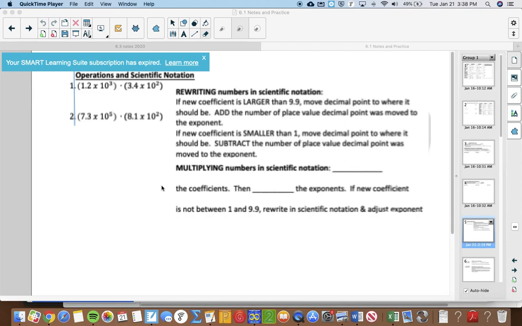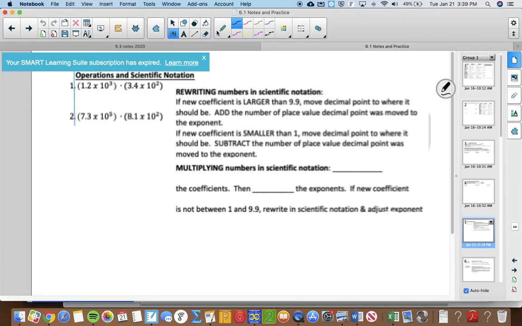All right, this is 6.1. We're looking at exponent properties, but now we're applying those properties to scientific notation. So let's give this a shot.